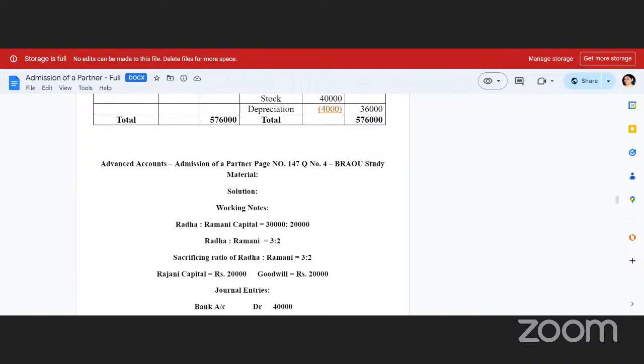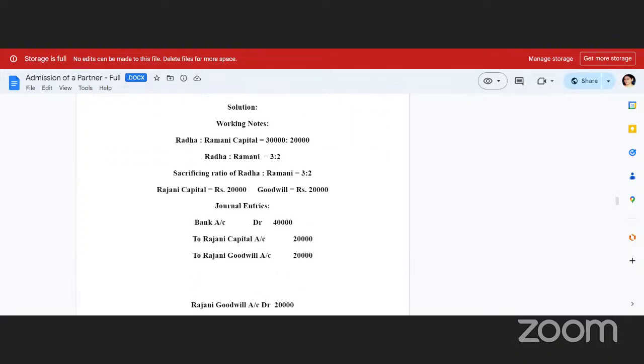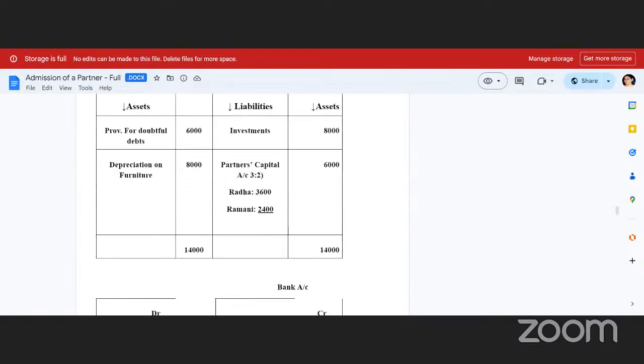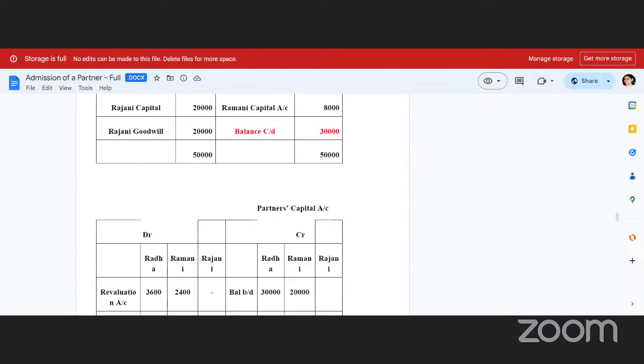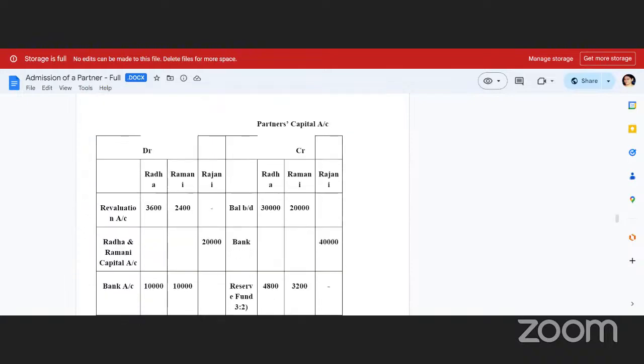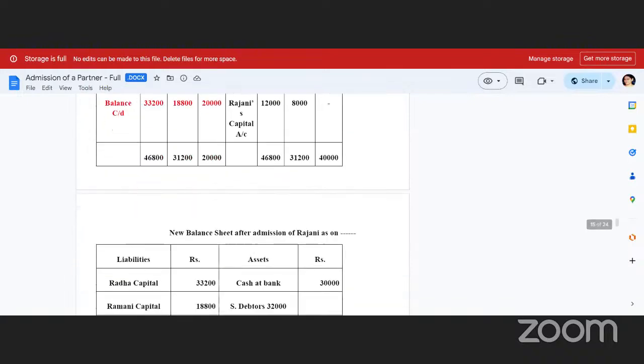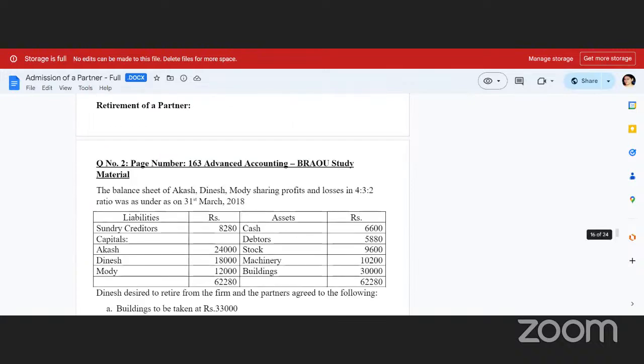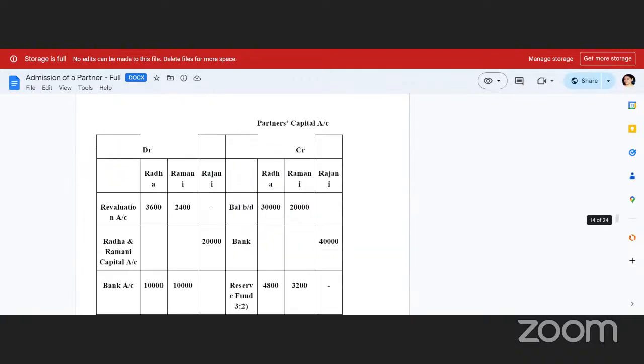This is for your class only. Advanced accounts, admission of partner, page 147. Material solution. This is the other one. Second question. Why did this change like this? Last batches I thought, no, that's what is showing. Okay. Shall we do it? Did you understand this? Yes, ma'am.